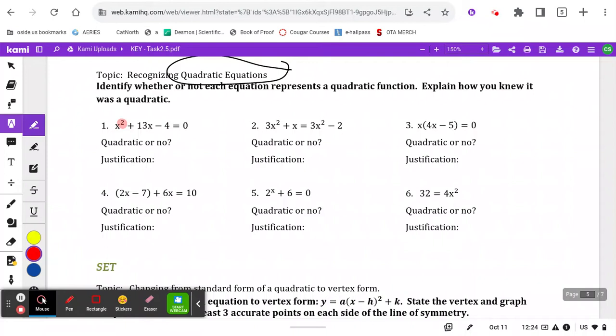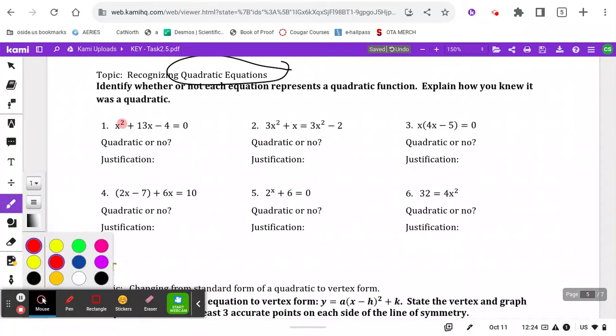See that little x squared? So yes, it's quadratic because it has that power of 2. Or you could say an x squared.